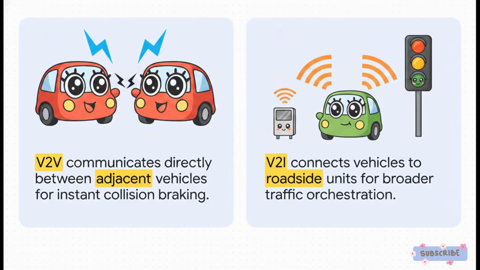Now, what's really interesting here, and what you must contrast on your exam, are 2 vital messaging paradigms. First, V2V, or vehicle-to-vehicle. This is for direct microsecond communication between adjacent cars. Think instant collision avoiding braking. On the flip side, we have V2I, or vehicle-to-infrastructure. This is how those vehicles talk to the roadside units for broader city-level traffic orchestration.